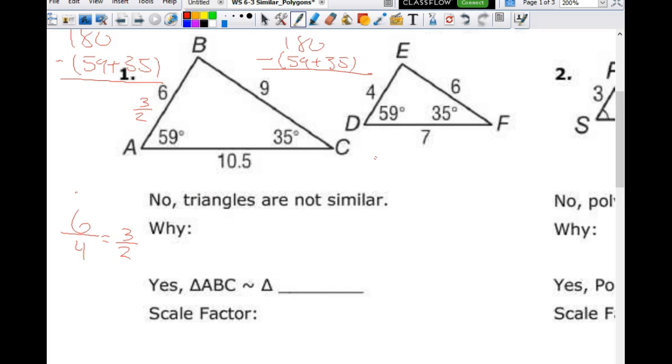Okay, let's check out this one right here. This is 9 over, what's corresponding with this side that's 9? 6, which is 3 over 2 again. Let's do our last one. 10.5 over 7. Is that 3 over 2? How do you guys know that? You did the math.